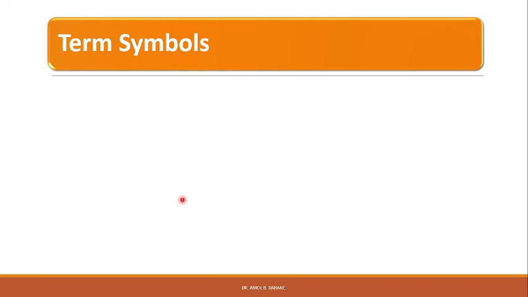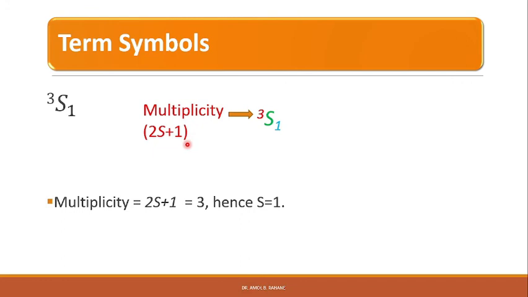If a term symbol is given for a particular atomic state, we can determine the quantum numbers L, S and J for that state. Let us take an example of the 3S1 state, that means triplet S1 state. The superscript 3 gives us the multiplicity, and since multiplicity is 2S plus 1, we get S equal to 1. That means total spin quantum number is equal to 1.